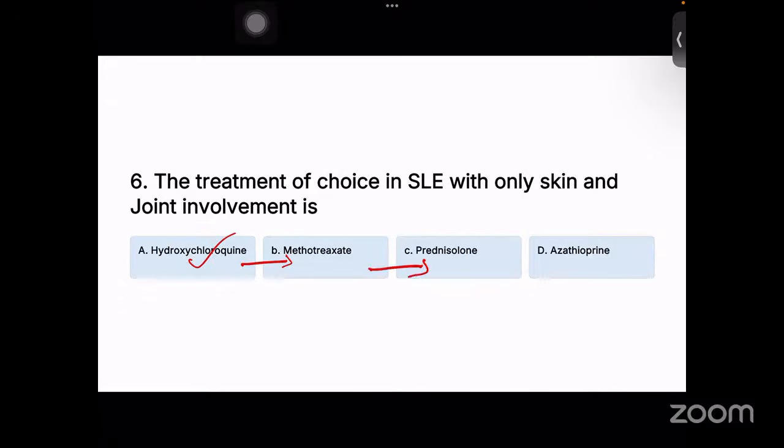Speaking about prednisolone, it is useful for organ dysfunction or organ threatening disease, not for simple stuff, because we can get osteoporosis and infections in SLE. So considering those factors, HCQ is always the first line of treatment. So the answer here is hydroxychloroquine.